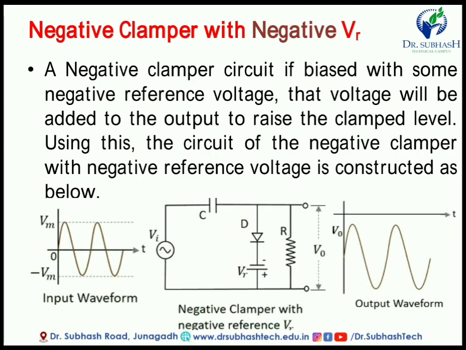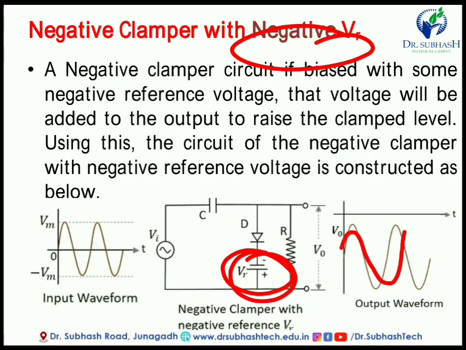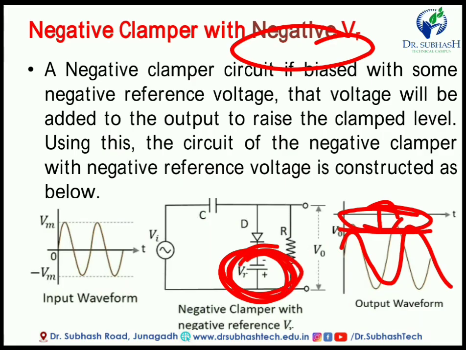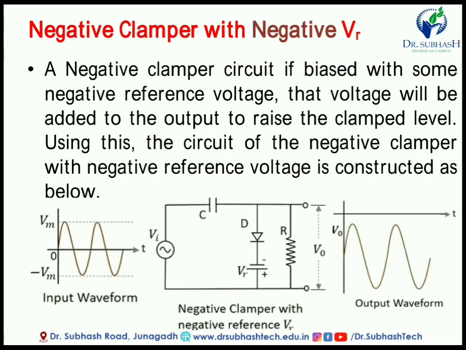Now this is the negative clamper with negative VR. Now what happens with negative VR? Here the voltage supply is in negative mode, so your signal becomes more negative according to this reference voltage. Here in between some gap is there, and this gap we can increase or decrease using this VR voltage. If we increase the VR voltage, then the gap is also increased. So we can directly say that this reference voltage is added in the output voltage. So this is the negative clamper with negative VR, meaning the reference voltage is negative, and the more negative it is, the more your signal becomes like this.